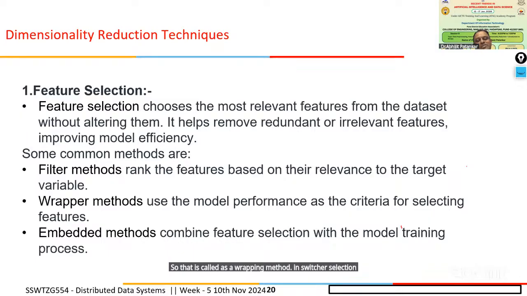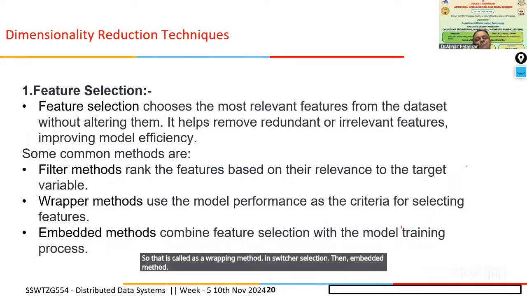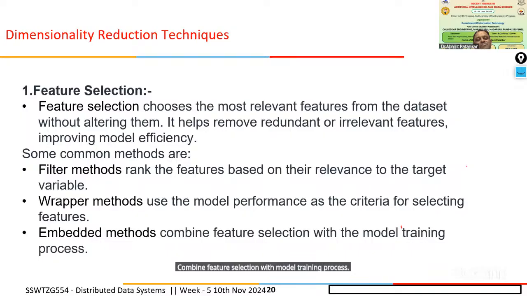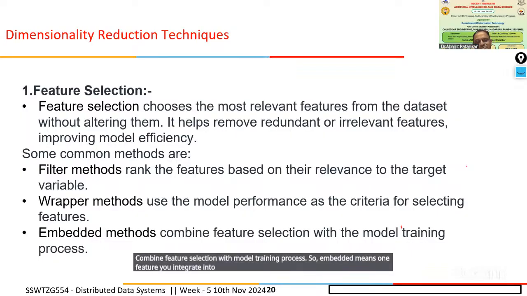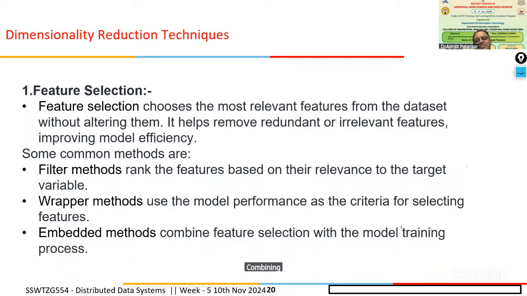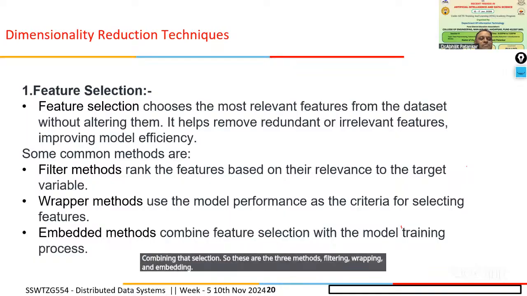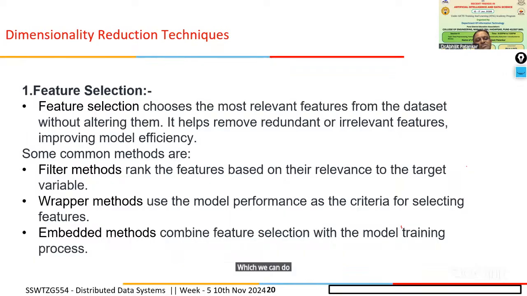Then the embedded method combines feature selection with the model training process. So embed means one feature you integrate into another feature, combining the selection. So these are the 3 methods: filtering, wrapping, and embedding, which we can do in feature selection.